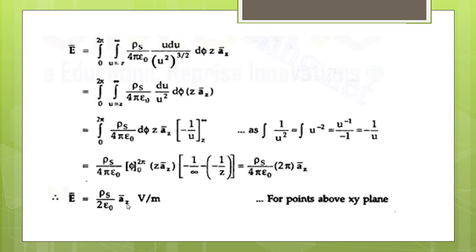So this is how we calculate the electric field intensity for various charge distributions such as line charge, surface charge, volume charge: electric field intensity due to infinite line charge, due to infinite sheet charge, then due to charged circular ring. I hope I am clear.